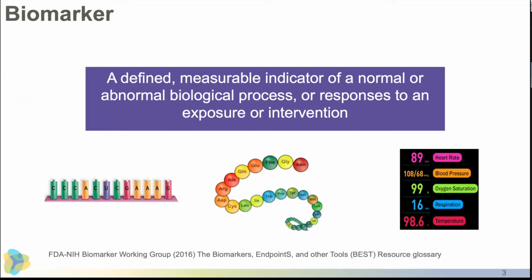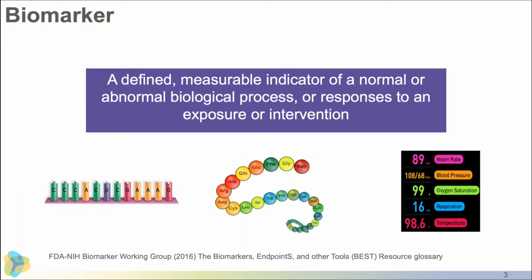The biomarker working group calls a biomarker a defined measurable indicator of a normal or abnormal biological process or responses to an exposure or intervention. That is quite a mouthful, but what does it really mean? In the cases that I'll be presenting today, the biomarker could be mRNA-based, protein-based, metabolomics, or any type of omics-based, or it could even be clinical variables such as heart rate, blood pressure, or others, or it could be a combination of any of those.